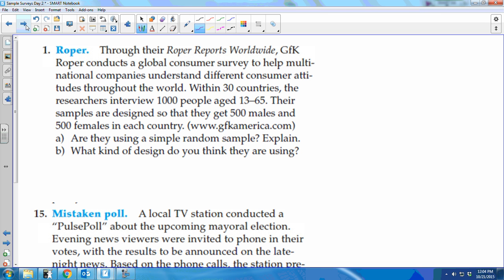Stratified. Because they gender and they've selected so many from one group and so many from another. And they're going to do that in all 30 countries. Questions about that?